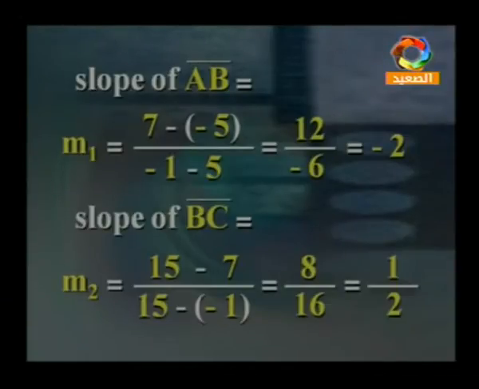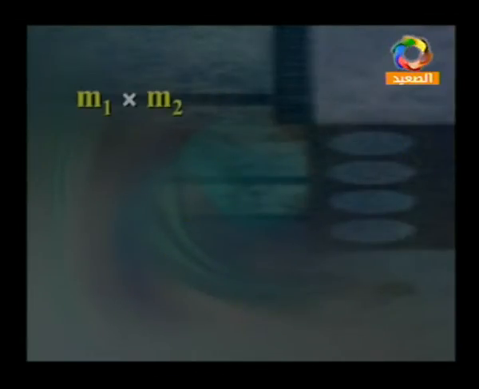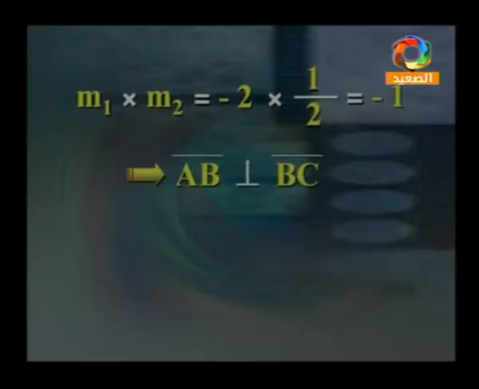Now, as AB and BC are two perpendicular lines, M1 times M2 equals negative 2 multiplied by half to give a result as negative 1. So AB is going to be perpendicular to BC. So the triangle is right angle triangle at B. Now to find its area, try to find the length of its base and its height.